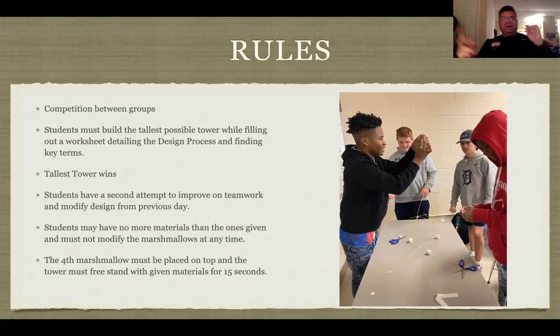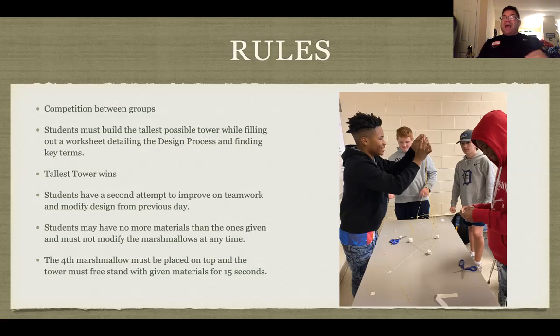They can split the tape, cut the string. They can use the string as a guy wire. They can do anything they want, as long as they don't mess with the marshmallows, which have to stay whole and intact. The students must put a marshmallow on top of the tower to cap it off, to add weight, which could cause the tower to lean, tilt, or fall. So the tower has to be relatively structurally sound.